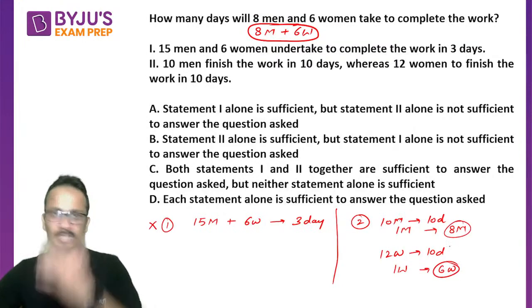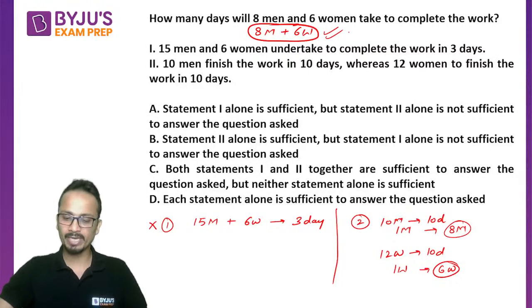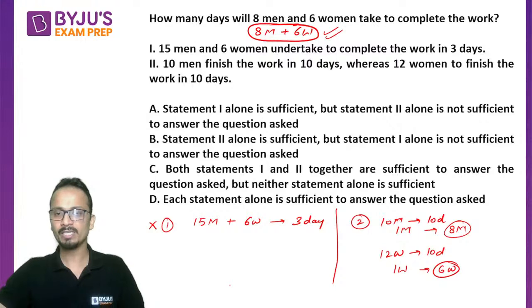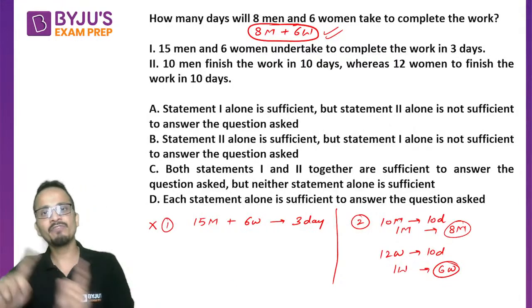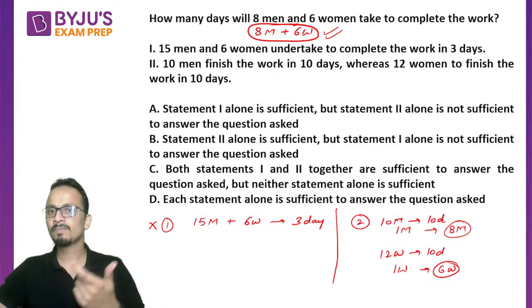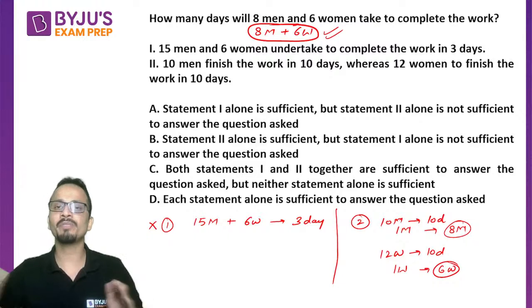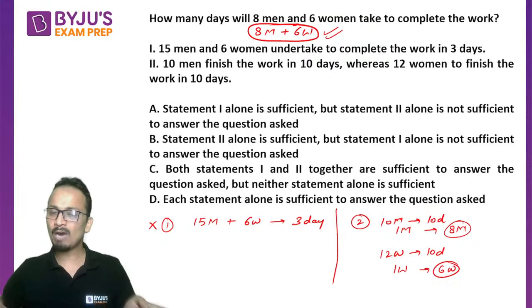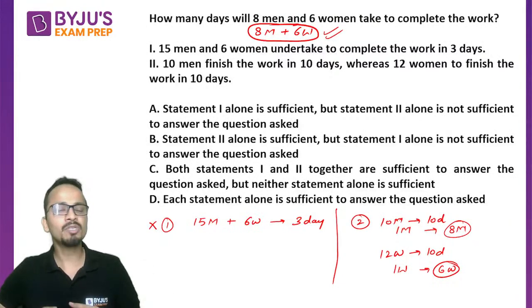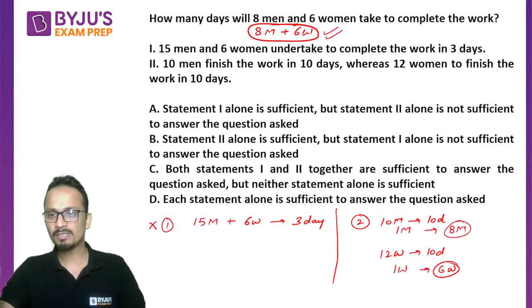Okay, individually it will become clear. So if they work together, I can also get the answer. All right. So 10 men can finish the piece of work in 10 days will give me information about one man. 12 women can finish the piece of work in 10 days will give me information about one woman. Now I can also have a comparison between the efficiencies of men and women and can find the answer.